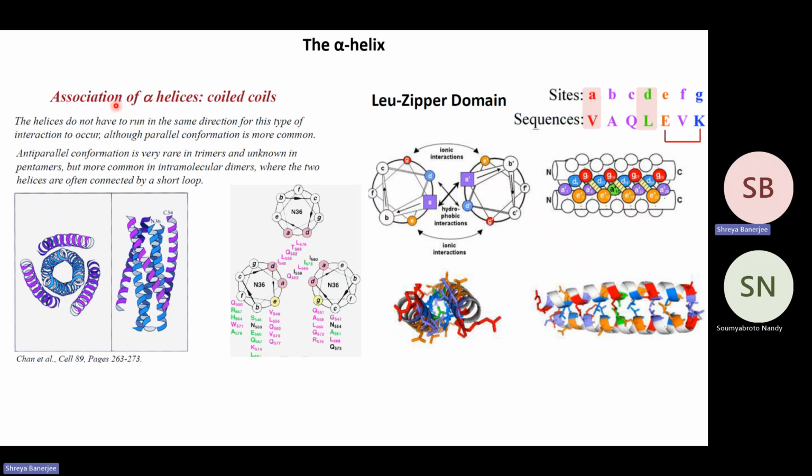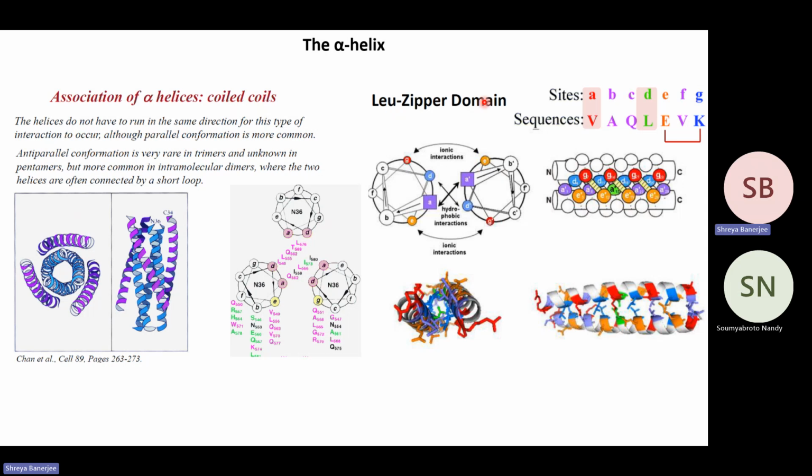Now, alpha helices can associate in different ways. These are basically the tertiary structures. The alpha helix itself is a secondary structure, but if many alpha helices associate, they can form tertiary structures. One kind of association is called coiled coil, where you have multiple alpha helices coming close together and they are held together by different non-covalent interactions.